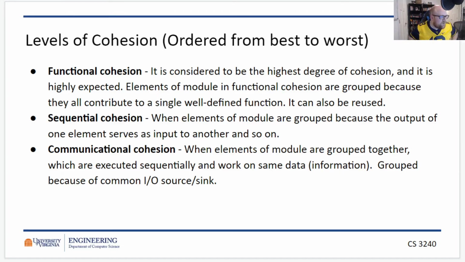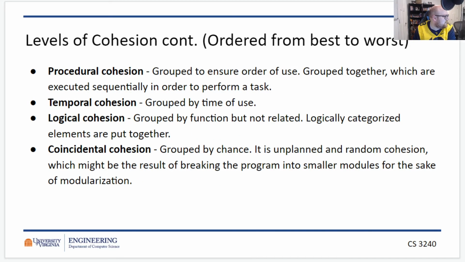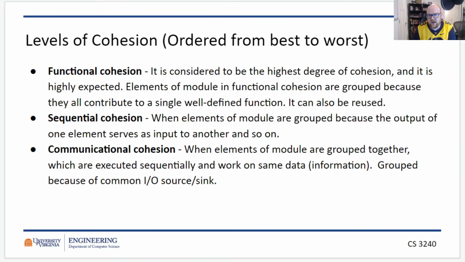Sequential cohesion, and by the way, this is going to sound similar to procedural on the next page. We'll talk about the difference when we get there. But sequential is when a module groups functions together because, if my hand is a module, the thumb function uses the index finger function. The index finger function uses the middle finger function. The middle finger function uses ring. The ring uses the pinky.